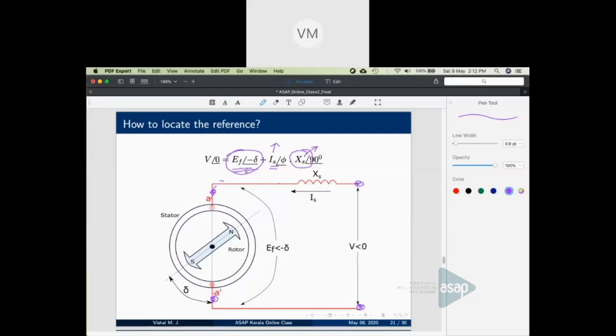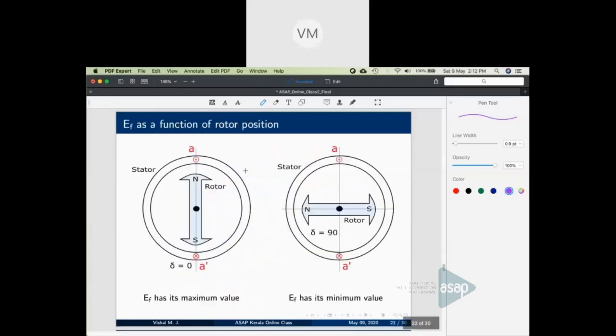Then how to do that? Because only if we know EF, we will be able to synthesize V. To find EF, formulas will not help us. Voltmeter or CROs will not help us. Then what is the solution we have? EF is a function of the position of the rotor.